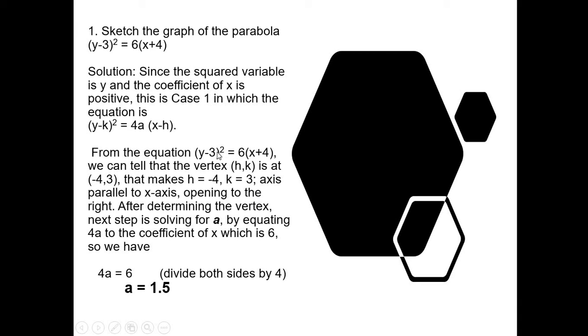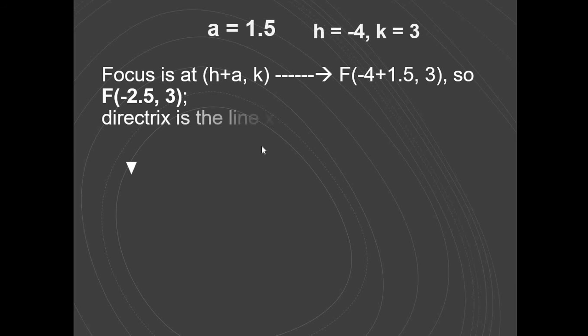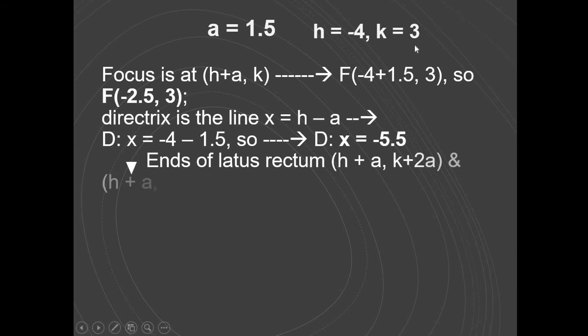Then after solving for the vertex, let us also solve for a. How? Just equate 4a to 6. So 4a is equal to 6. Divide both sides by 4: 6 over 4 or 3 halves or 1.5. So a is equal to 1.5. After solving for h, k, and a, we can now solve the different parts of the parabola: the focus, the directrix, the latus rectum, and the endpoints of the latus rectum. So, a is equal to 1.5, h equals negative 4, k is equal to 3.